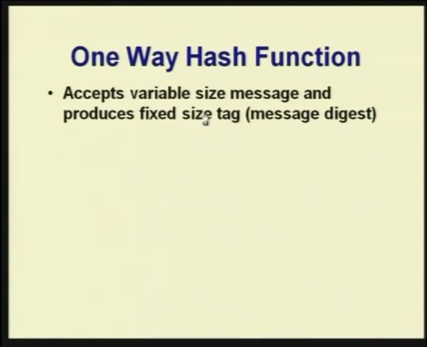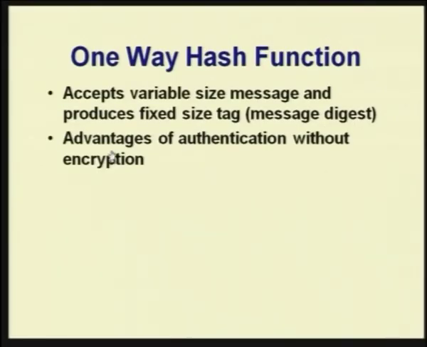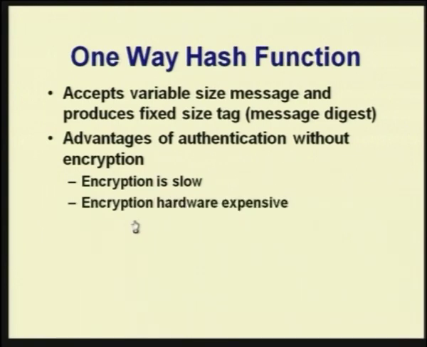A one-way hash function is a function that accepts a variable size message and produces a fixed size tag, called a message digest. This is our code. Normally we use the term message digest. The advantage, as I said, of authentication without encryption is that encryption is slow, so we are getting a faster process now.